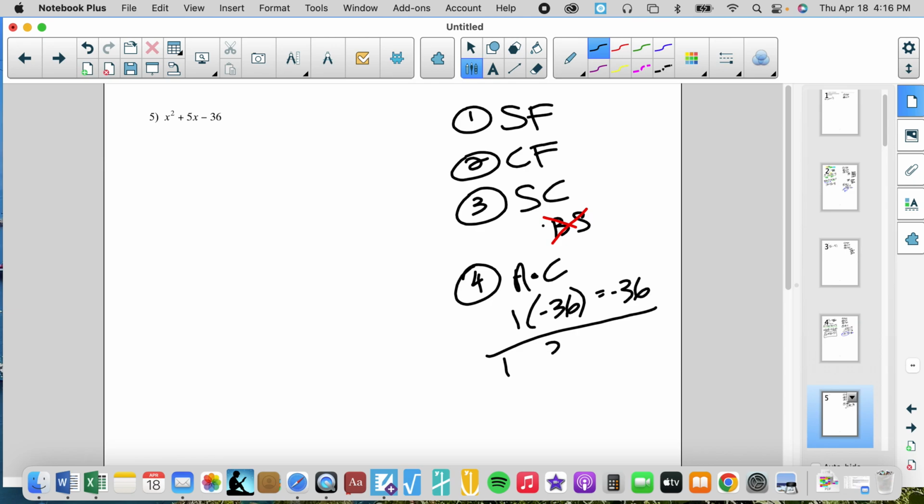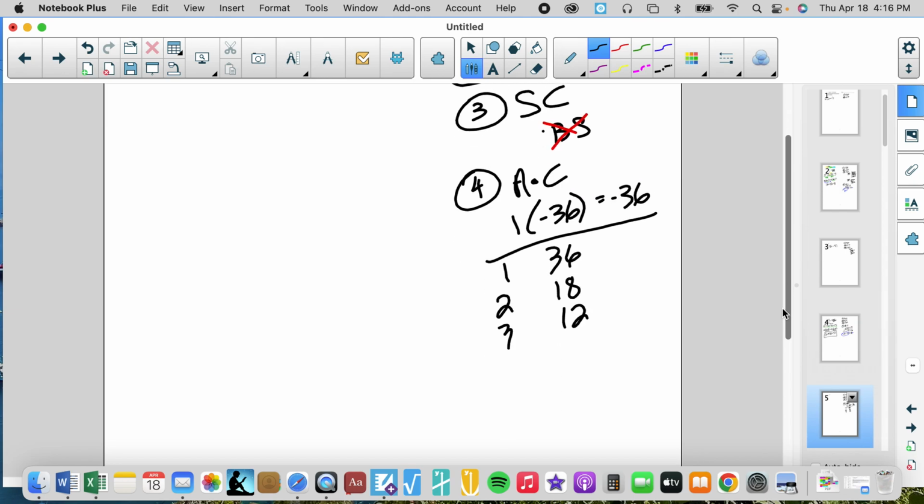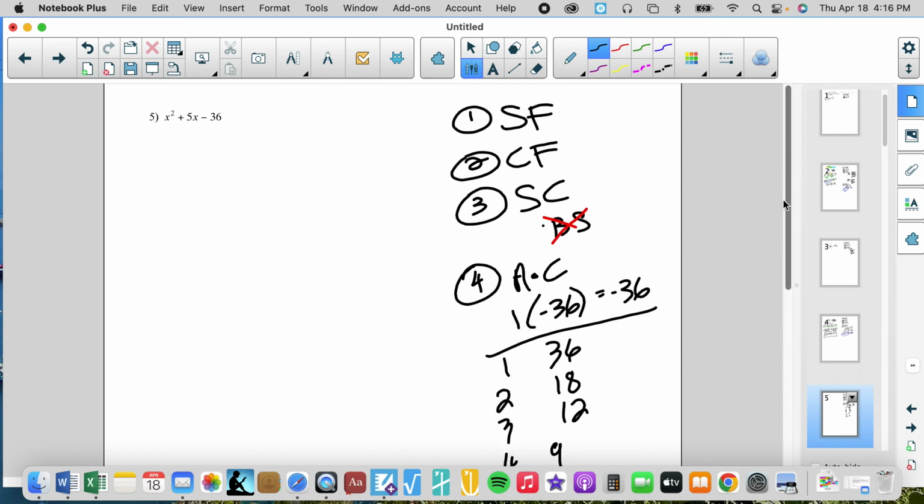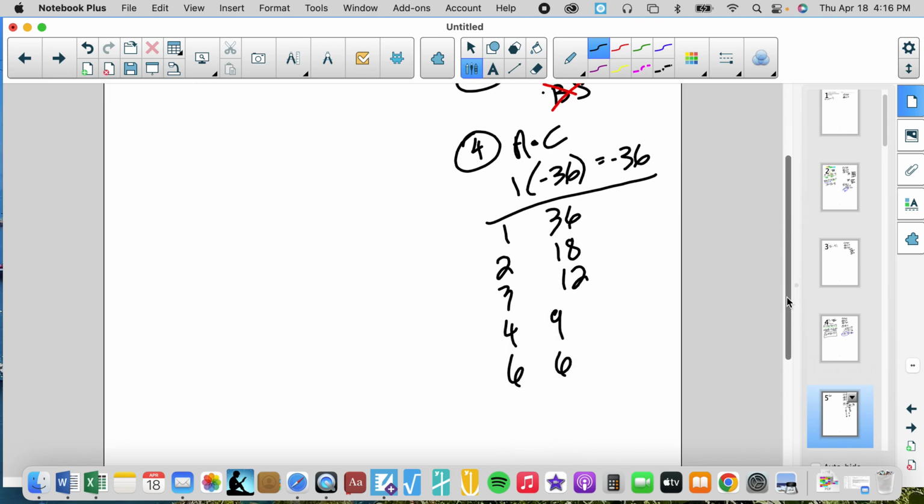And now we find factors of 36. 1 and 36, 2 and 18, 3 and 12, 4 and 9, 5 no, 6 and 6. Signs are different, and the bigger is positive, the bigger of the two factor pairs. So bigger is positive. All of my numbers on the right side are going to be the bigger of the two. All the numbers on the left side are going to be the smaller. And since the signs were different, I had to make them opposite signs of each other.